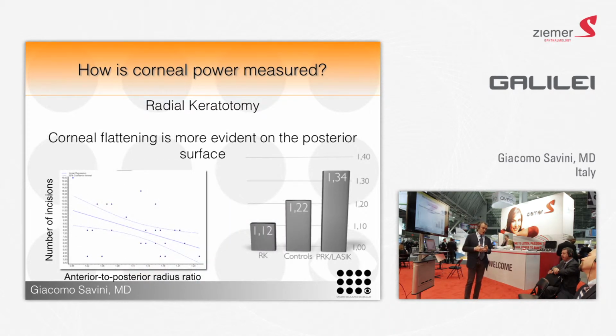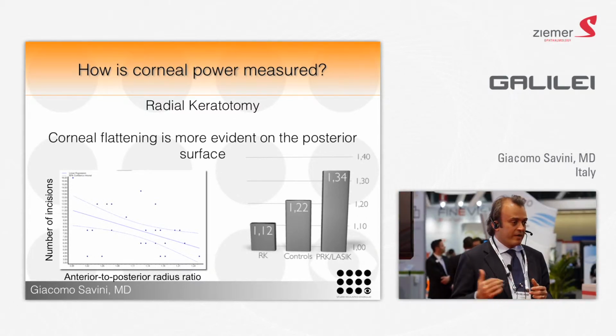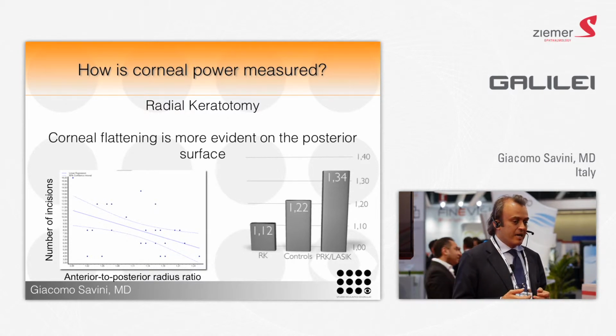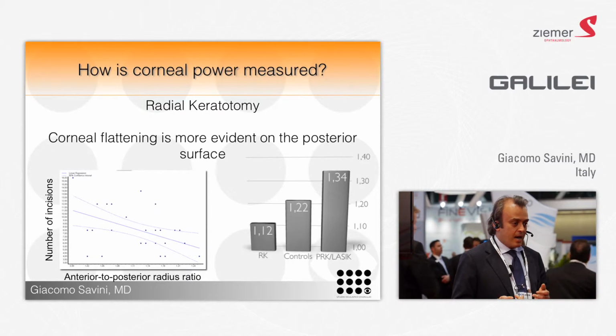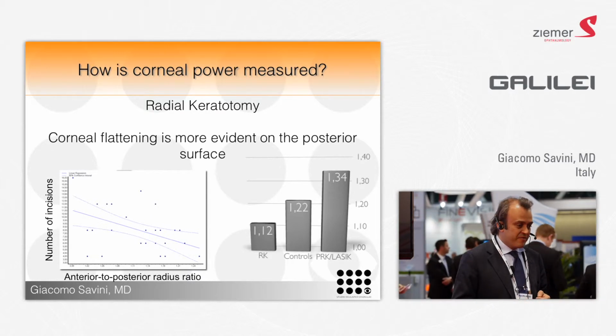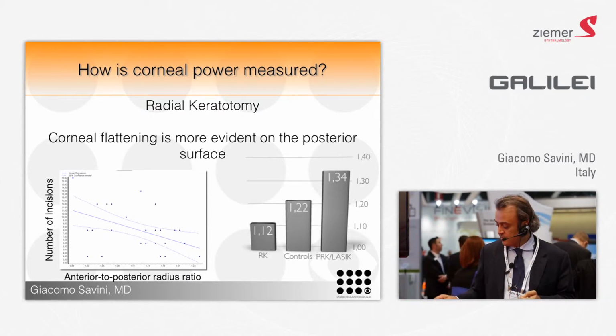so that there is something opposite to what happens after myopic LASIK and PRK. And there are no mathematical formulas to correct this issue. The formulas that have been developed to calculate the corneal power after radial keratotomy are very few and not very accurate.